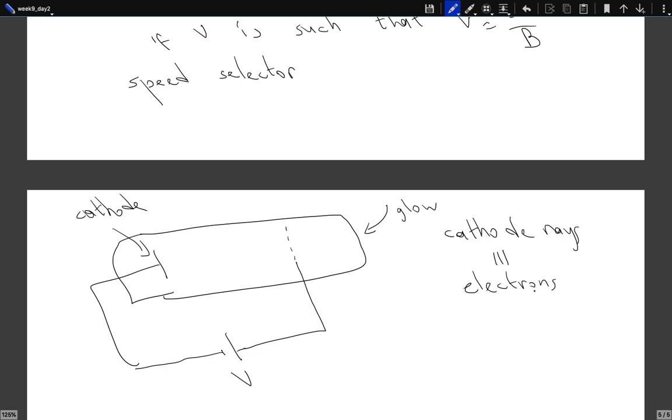So if you create a large enough electric field, you rip electrons from the cathode, and they accelerate. Well, some of them will be caught by the anode, so they will close the circuit, but some of them just go through the holes and hit the other end, creating that glow.